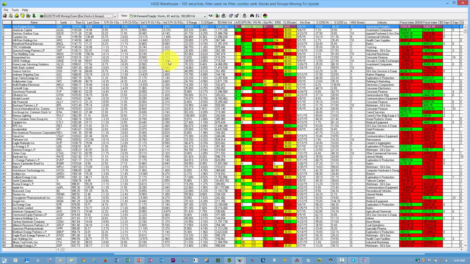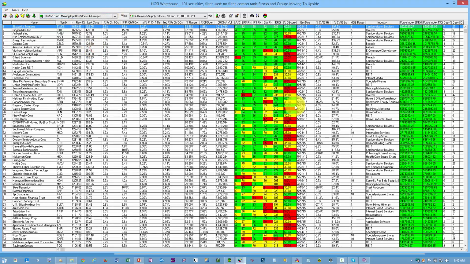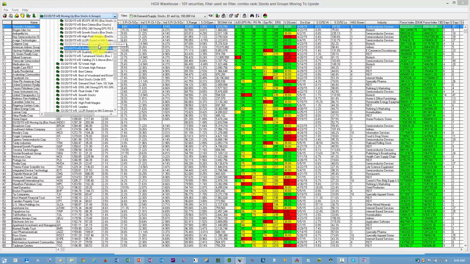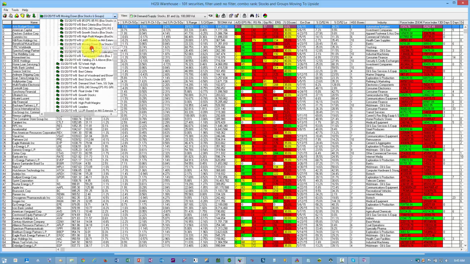These are the box stocks that are currently moving down as of the prior day. These are box stocks moving up. It just takes the top 100 of each of these, just like the other stocks and groups moving to the upside, but it's limited to box stocks only on both of these.